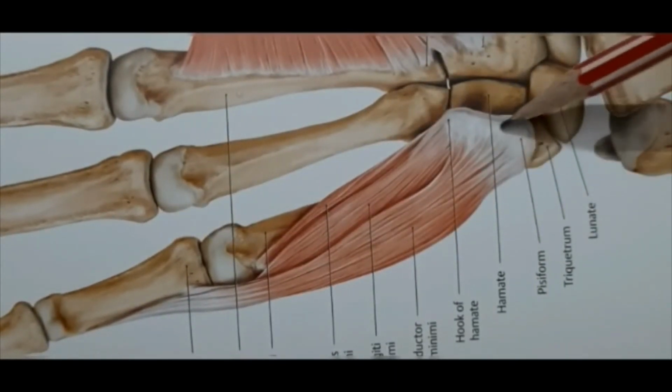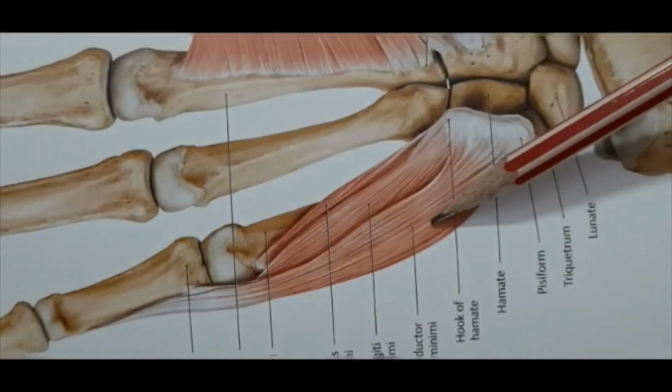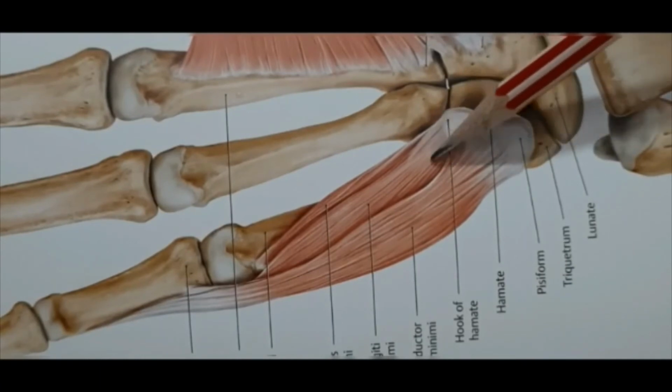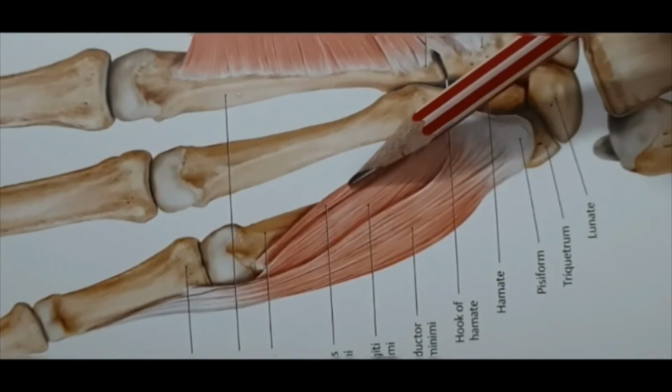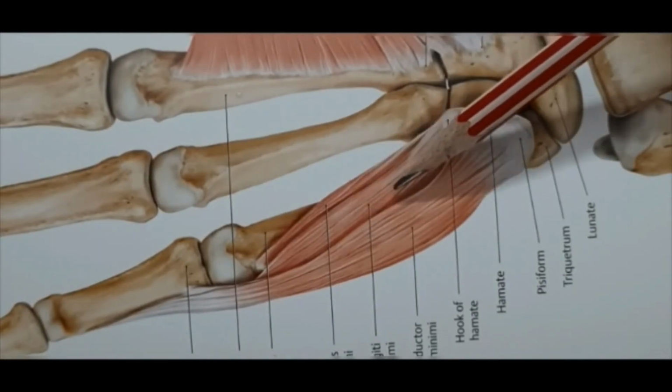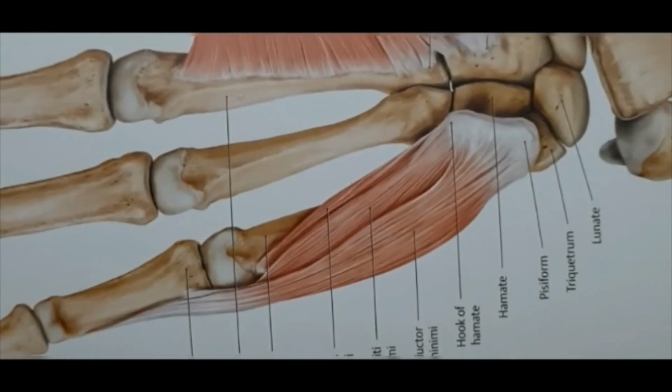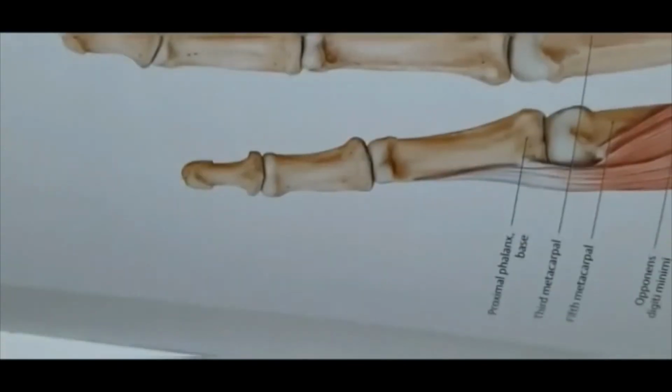So the pisiform bone gives origin to the muscle called abductor digiti minimi, while the hook of the hamate gives these two muscles: opponens digiti minimi and flexor digiti minimi. So these are the small muscles on the palmar aspect, taking origin mainly from the carpal bones.